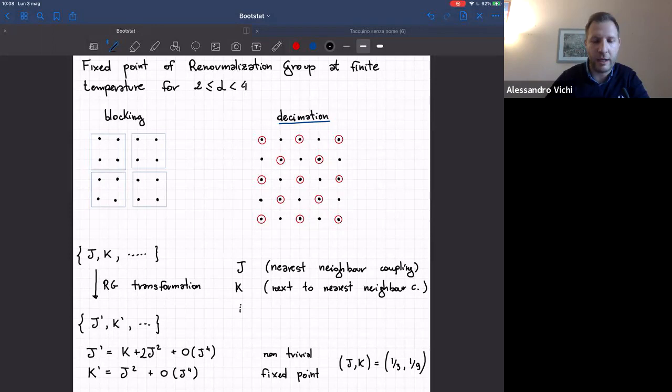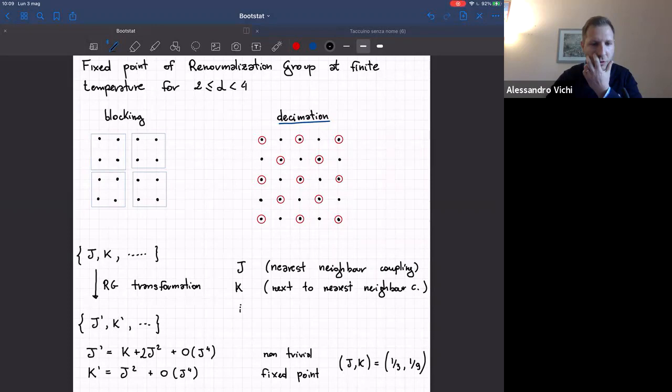the renormalization group transformation is a transformation in the space of couplings. So you start with some couplings, J, K, which describe all possible interactions that you can have among spins. And then you make an RG transformation, you end up with new couplings, J prime, K prime. And those are related to the previous ones by certain rules. And then iterating, these rules become more and more complicated. So here I made a very brute approximation, truncating to some order in J.